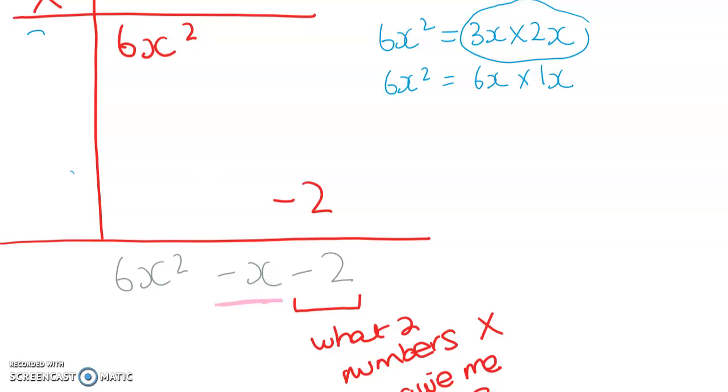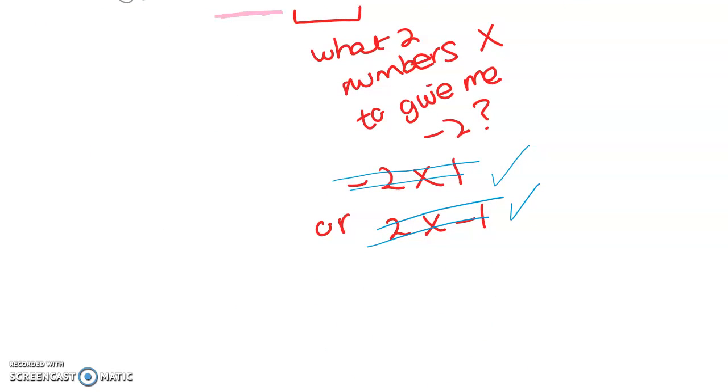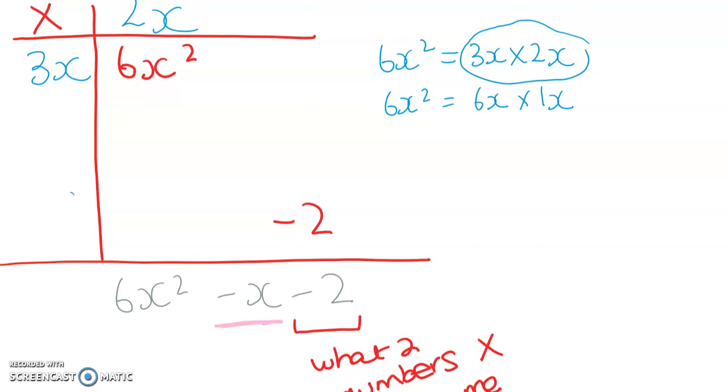So what I'm going to do is put the 3x in here, and put the 2x up on top. Now, let's go again. 3x multiplied by 2x gives me 6x squared. Okay, so that's grand. The two numbers I know that multiply to give me minus 2, there's only two, are minus 2 and 1. So I'm going to highlight this in pink. I'm going to do that one first. Let's see, does that work? So I'm going to put minus 2 up here, and I'm going to put 1 here. I want to see, does that work?